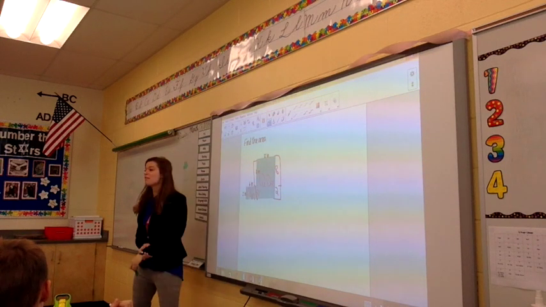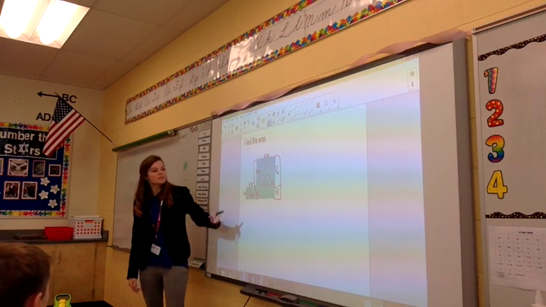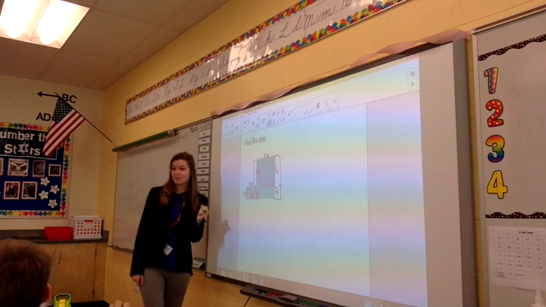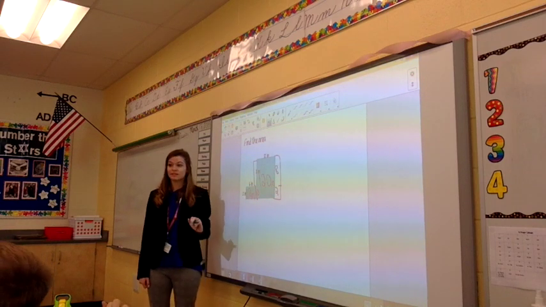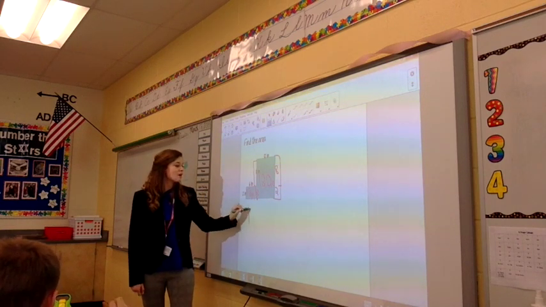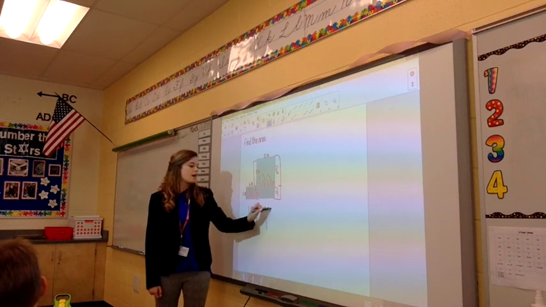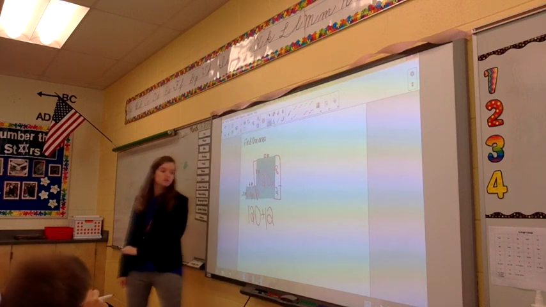And then how do we find the area of the whole shape? What do we do with this 120 and 12? Emily. We add them. Yeah, you're exactly right. We add them. So we have 120 plus 12. And what is that, boys and girls?